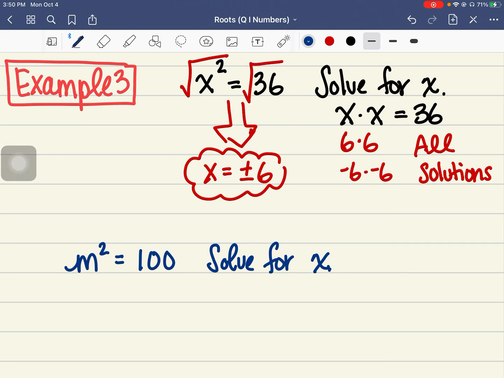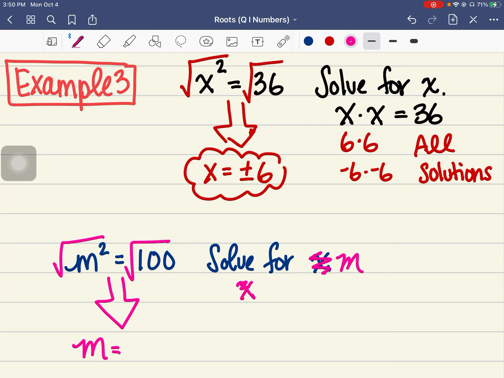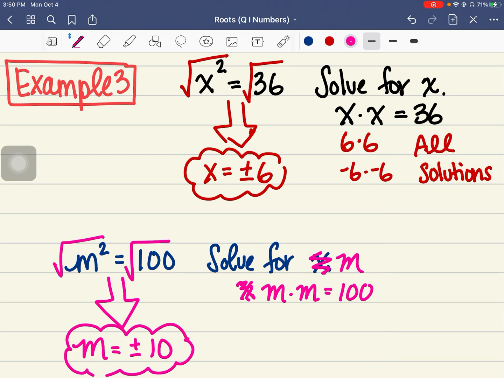All right, let's see how you did. If I'm going to square root both sides, then m is going to equal, well, I said solve for x. This should have been m, sorry. m times m has to equal 100. So it could be a positive or a negative 10, and that's the answer. And that's how you do square roots.